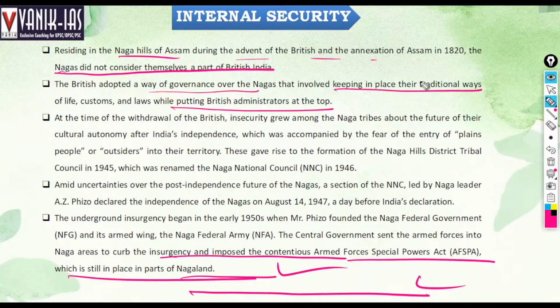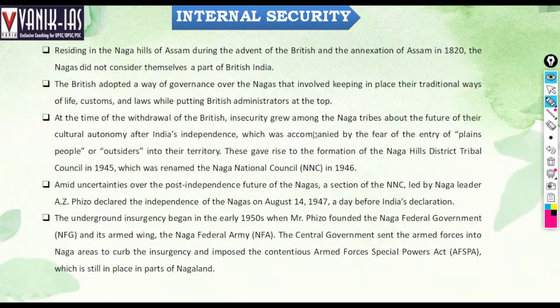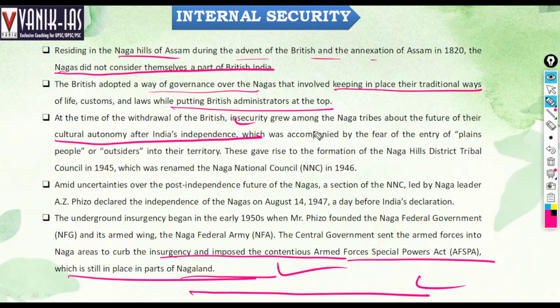That's why they didn't interfere so much regarding social entities like religion. Right. At the time of the British withdrawal, insecurity grew among the Naga tribes about the future of their cultural autonomy after India's independence. The British didn't interfere, so they expected that maybe India will interfere and take our rights.